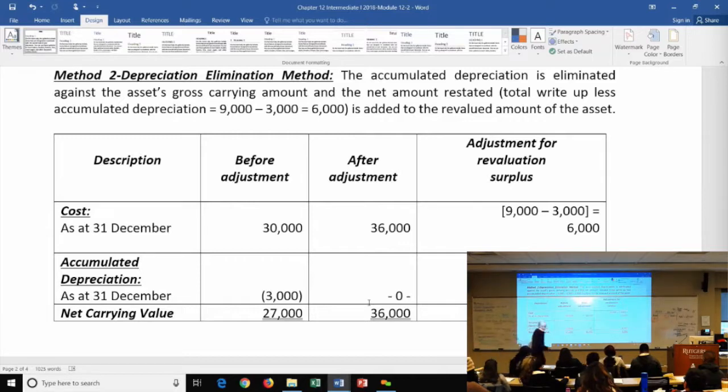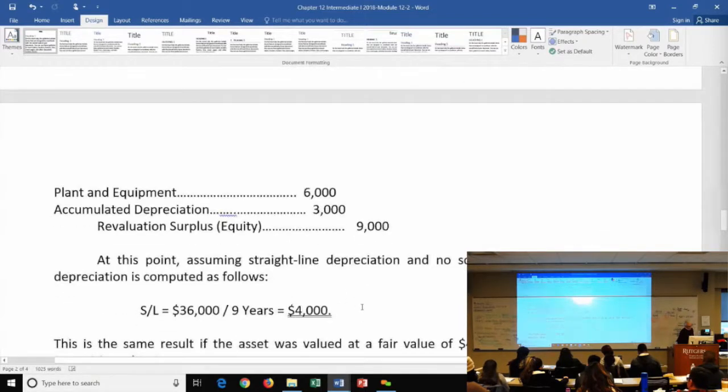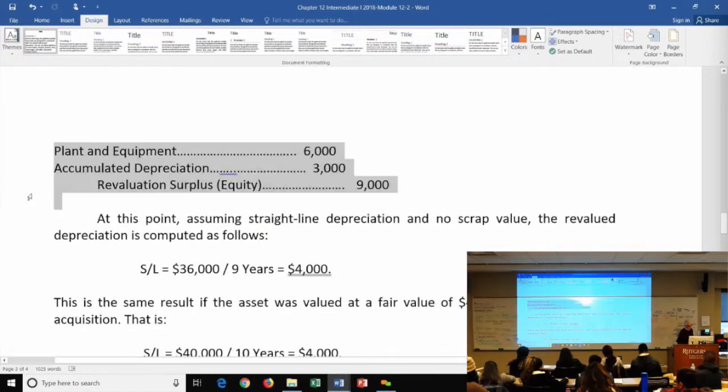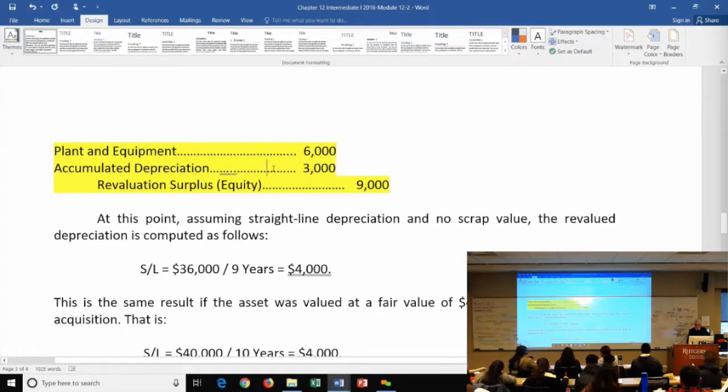Journal entry, going to make a different entry in this case. It's not the same, but the gain is the same. So debit plant and equipment for 6. I'm going to debit the accumulated depreciation for 3, and you credit the revaluation surplus or the equity. All right, so that is the revaluation model.